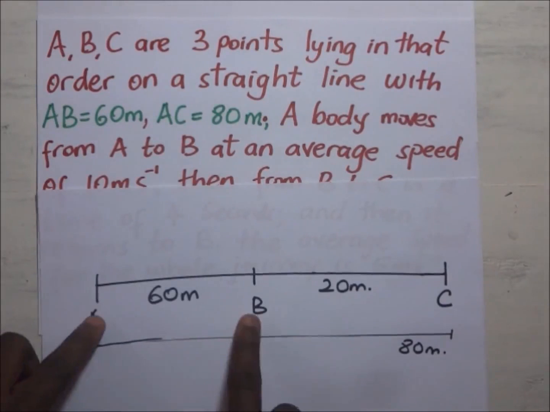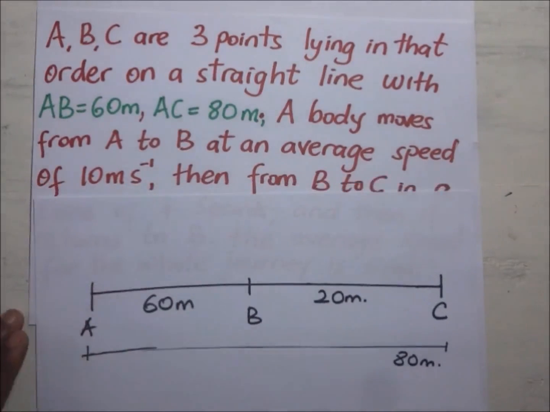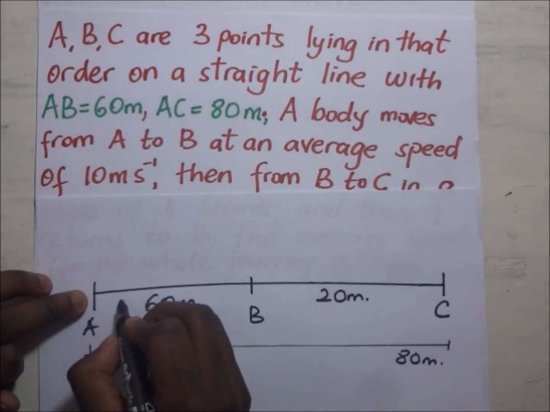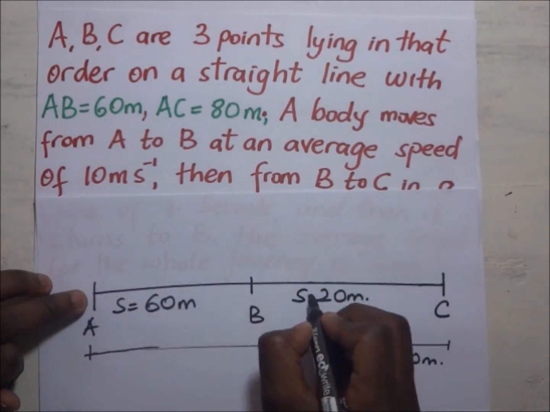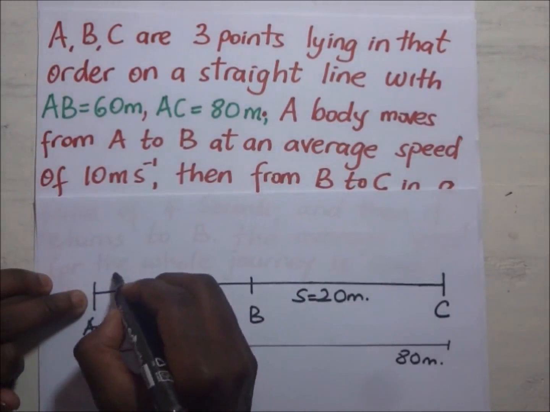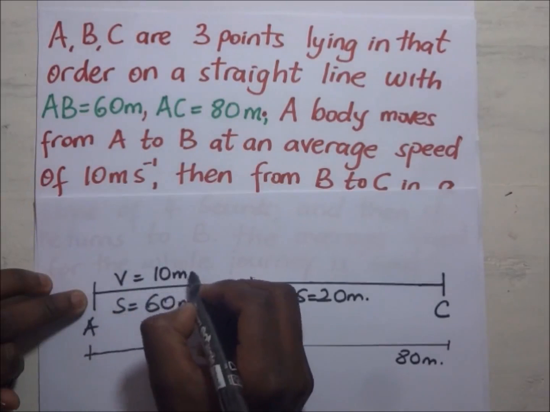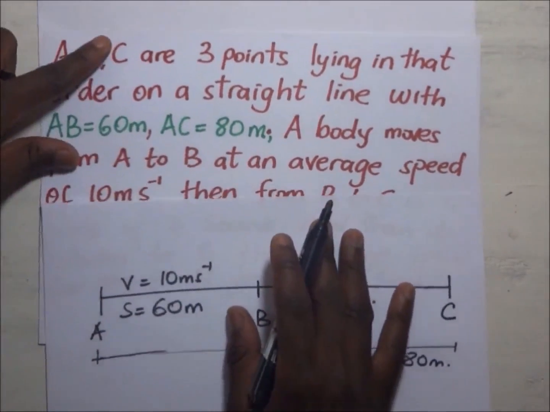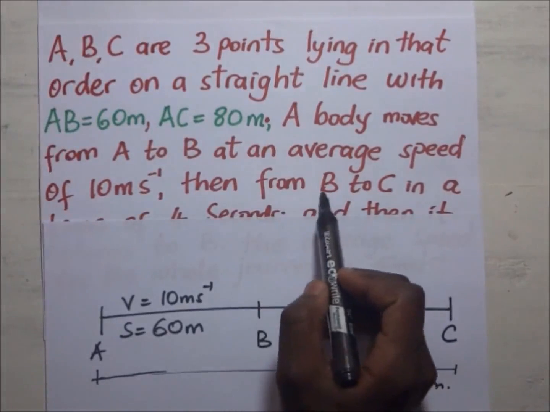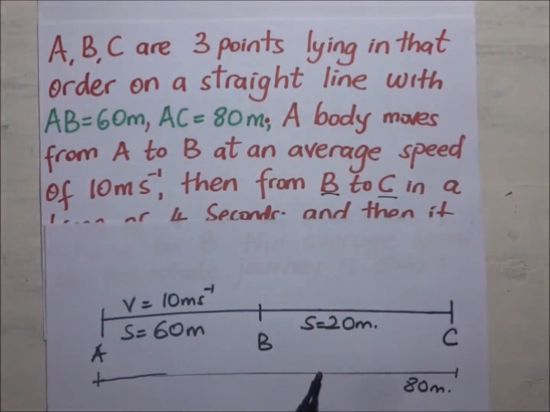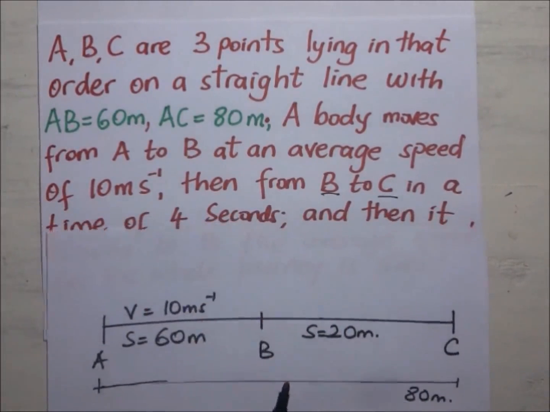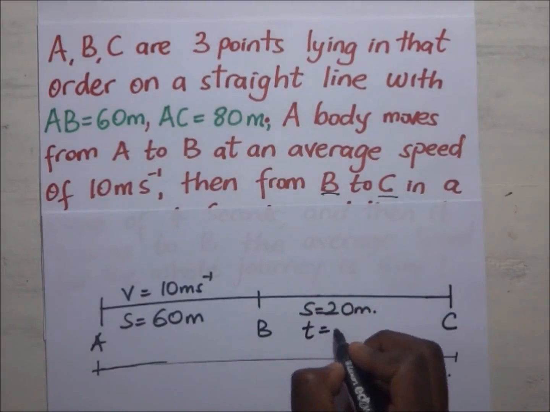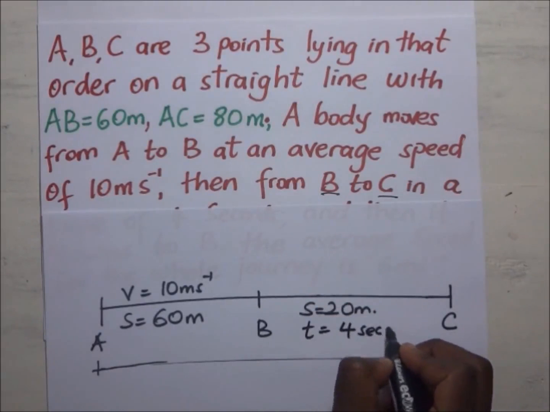A body moves from A to B at an average speed of 10 meters per second. So the body moving from here to here, this is the distance, we call it S. It means that the average speed here is going to be 10 meters per second to move from A to B. Then this same body moves from B to C in a time of 4 seconds.